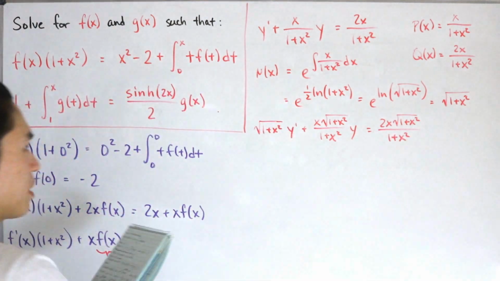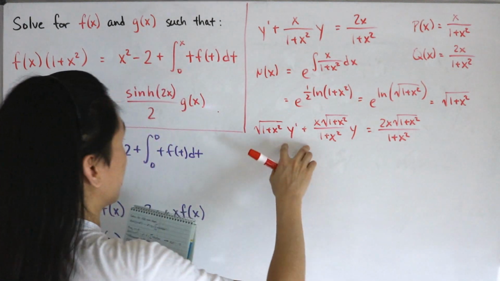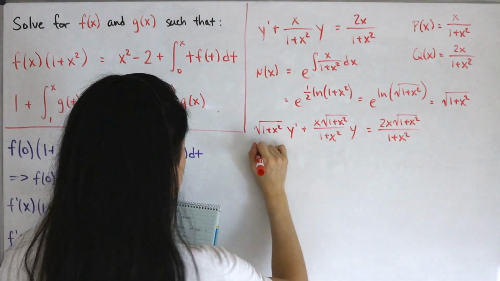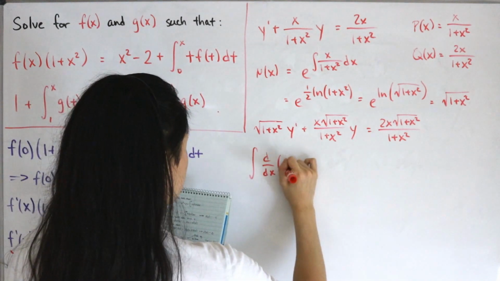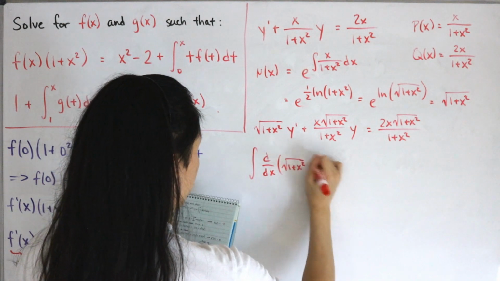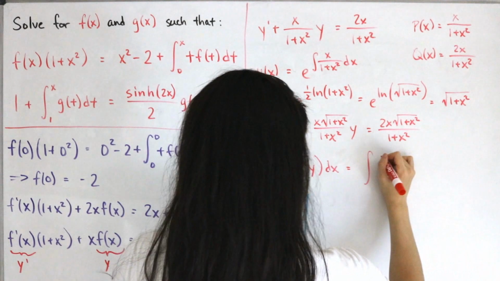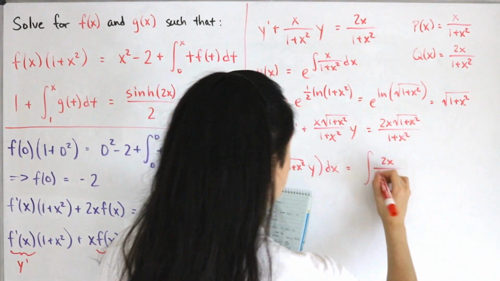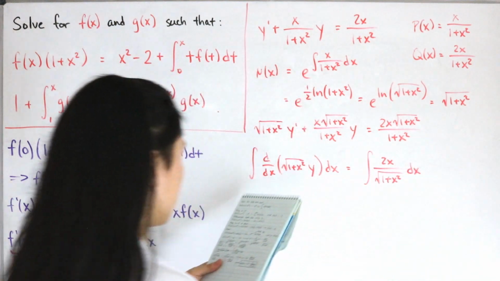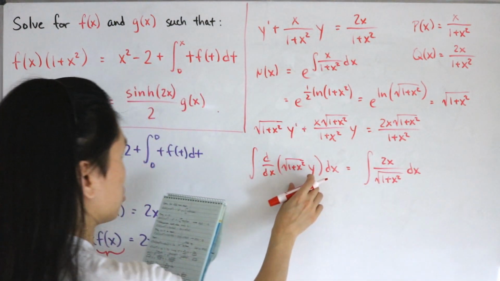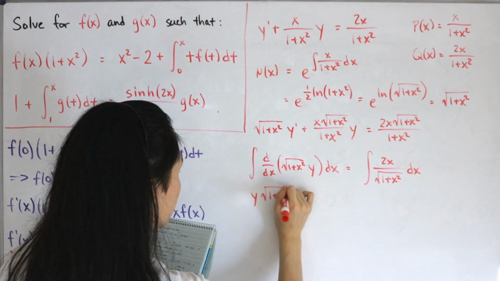So now lastly, all we have to do is take the integral of both sides, and you notice that this is actually the reversal of the product rule. So that's going to yield us the derivative, with respect to x, of the square root of 1 plus x squared multiplied by y, dx. Then just integrate this side over here, so 2x. Simplifying this down, we get 2x divided by the square root of 1 plus x squared, dx. Okay, so this is actually just going to undo all this, and yield us y times the square root of 1 plus x squared.